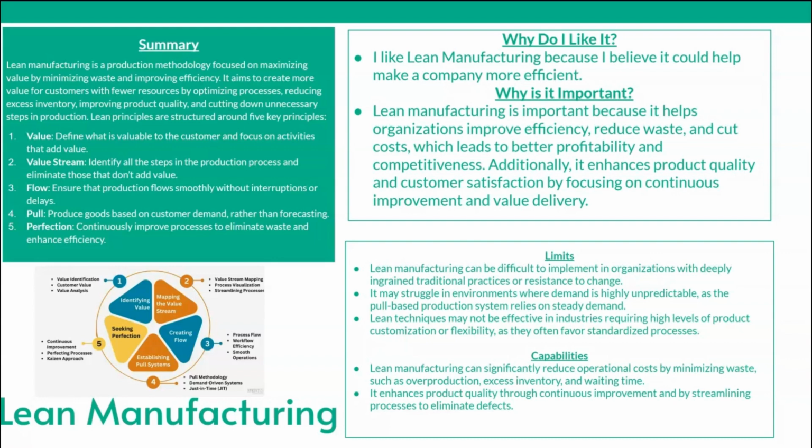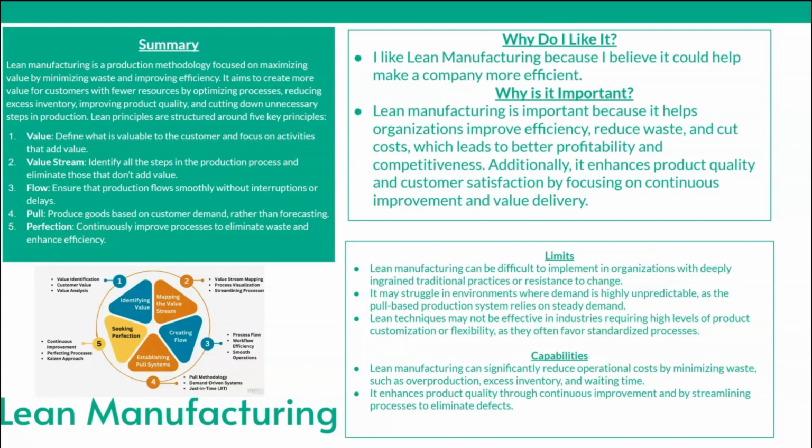Why do I like it? So I like it because I believe it's really efficient. It can make a company much more efficient. And then I get into why it's more important, because like I was saying before with forging, it's better to focus on why this is an important thing overall. So lean manufacturing is important because it helps organizations improve efficiency, reduce waste, and cut costs.